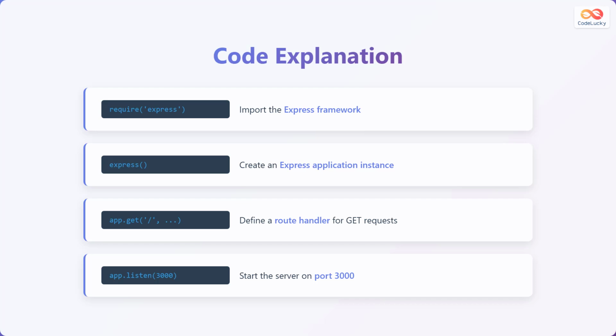Let's break down the code. The line require('express') imports the Express framework, making its functions available. express() creates an Express application instance, which is the core of our web server. app.get('/') defines a route handler for GET requests to the root path. app.listen(3000) starts the server, making it listen for incoming requests on port 3000.